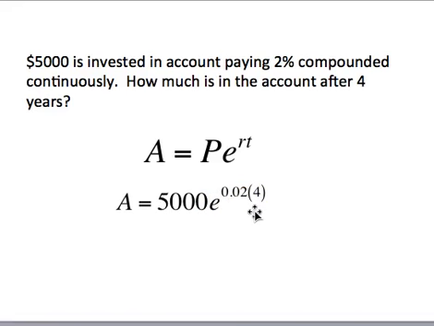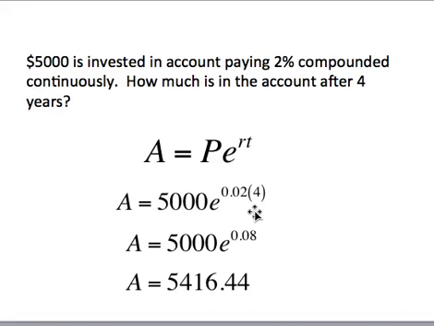Now, you certainly cannot do this without a calculator, so that'd be the best you could do. But with a calculator, you're going to get 5,000 times e to the 0.08, or about 5,416.44.